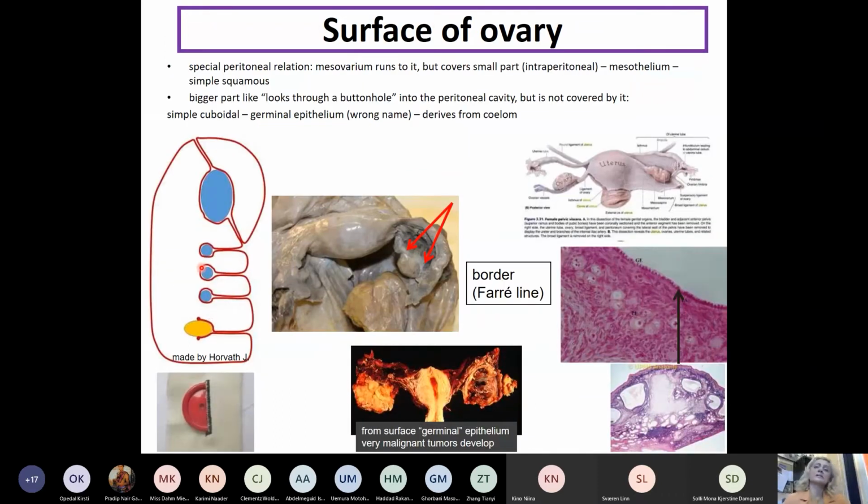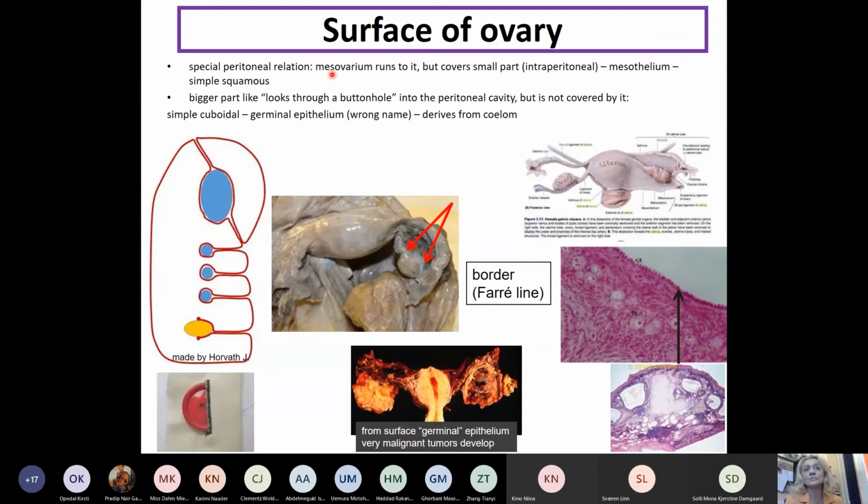So the surface, let's continue with the surface. The surface is partially covered by peritoneum. Now you are doing the abdominal cavity, so you know about the peritoneum. So mesentery, mesogastrium, etc., always indicates the double-layered peritoneum that goes to the organ to surround it. The ovary has a very special relation to the peritoneum. It is not intra, not extra, and not retroperitoneal.